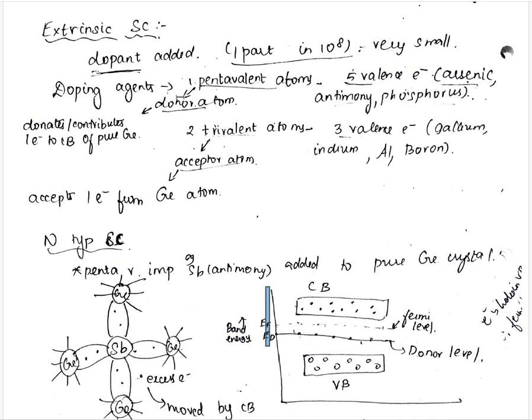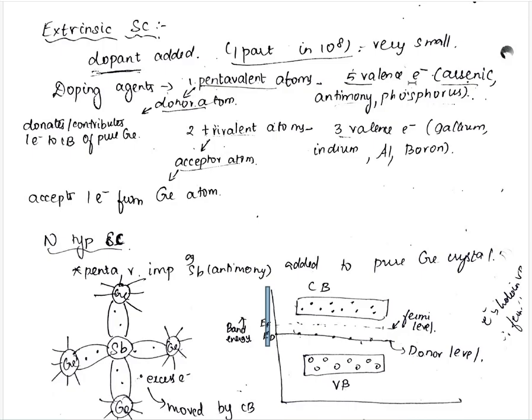The topic is about extrinsic semiconductors. Dopants are added, about 1 part in 10 to the power 8 parts of atoms, which is a very small quantity. The doping agents may be either pentavalent impurities or trivalent impurities.